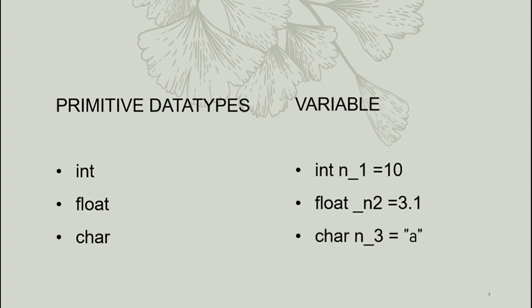Okay, now what is this variable? Everybody knows that a variable is used to store a value. Here in the first case n_1 is the variable name and this variable has the value of 10. But how does this happen in the backend?